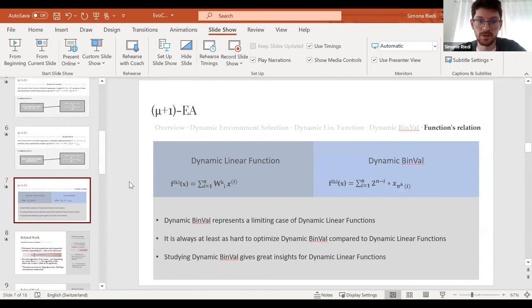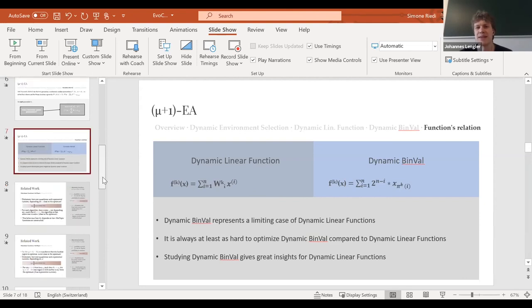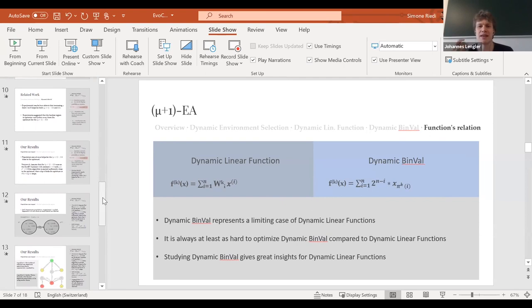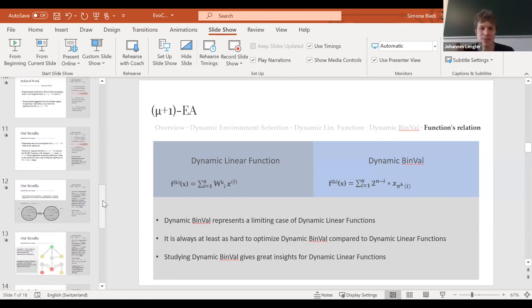However, there is a previous paper that talks about it, and it says that if we draw these weights from the dynamic linear function from a sufficiently skewed distribution, then we essentially get the dynamic BinVal function, because the largest weight becomes larger than the sum of all other weights. And this is essentially the dynamic BinVal function where we swap the bits. That paper was on the 1+1 EA. So if you want to phrase it like this, then it's formally proven that for the 1+1 EA, dynamic BinVal is the hardest dynamic linear function in a certain sense. For the 1+1 EA, and for other algorithms that's not necessarily the case.